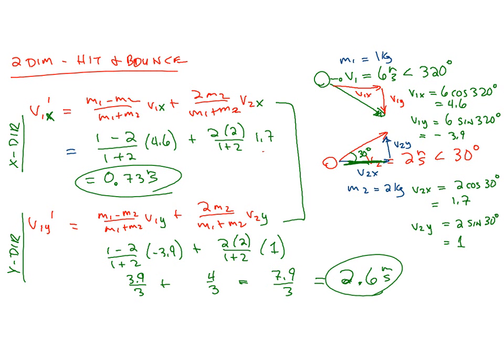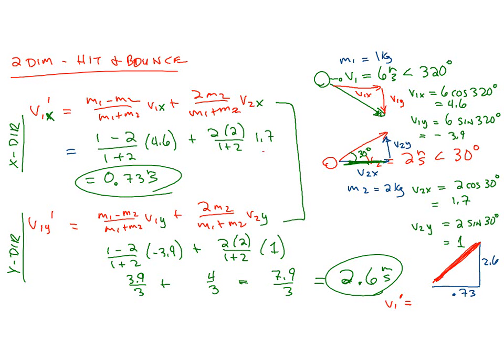But for ball 1, we see that we're moving 0.73 to the right, 2.6 up. So what I want is the hypotenuse of that. And I would do the Pythagorean theorem. And if I can remember my numbers, we'll do that. Square root of 0.73 squared plus 2.6 squared is 2.7. So this would be V1 prime.